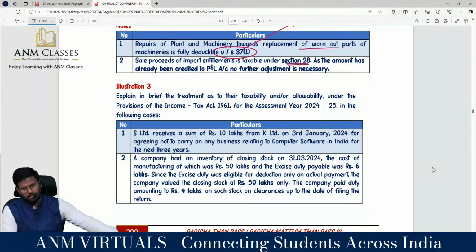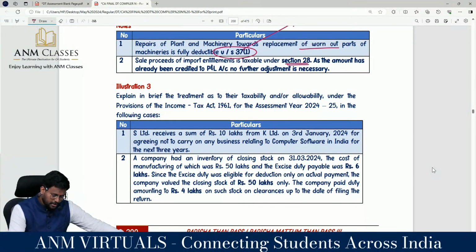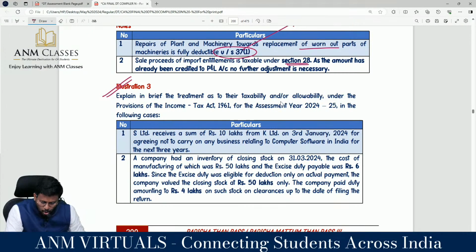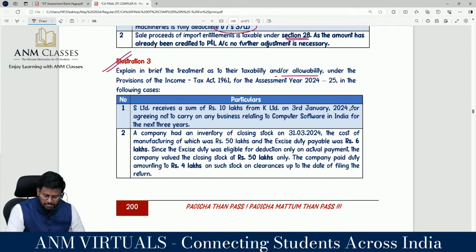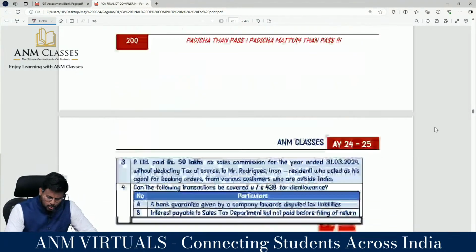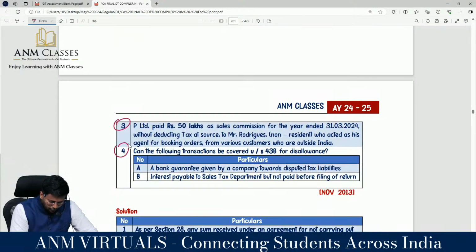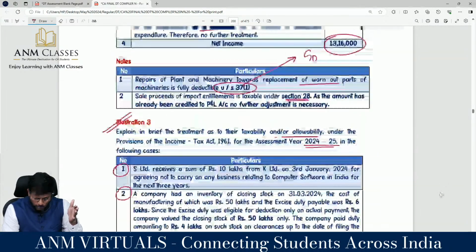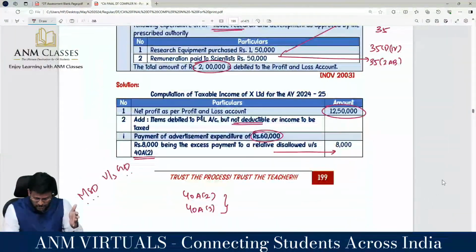Comfortable? Clear? I'm moving into illustration number 3, my dear lovable students. Explain in brief the treatment as to their taxability or allowability under the provisions of Income Tax Act for assessment year 24-25 in the following cases. So they are numbered like 1, 2, 3, 4. They have given 4 different questions. Don't think that, sir, this question and all will be coming in exam. My dear, the last question has been asked in November 2003.